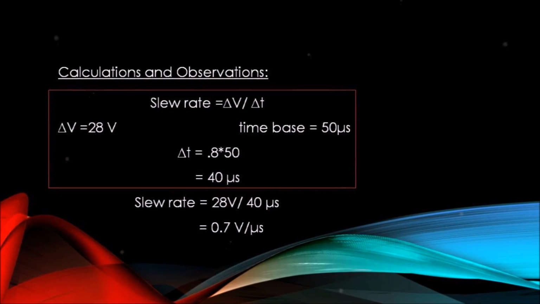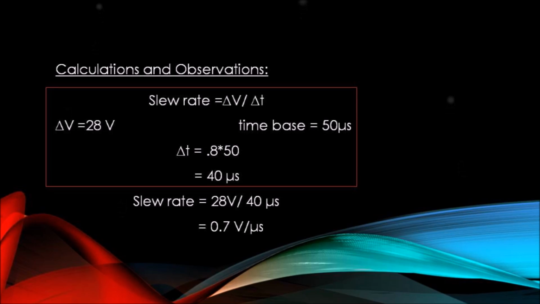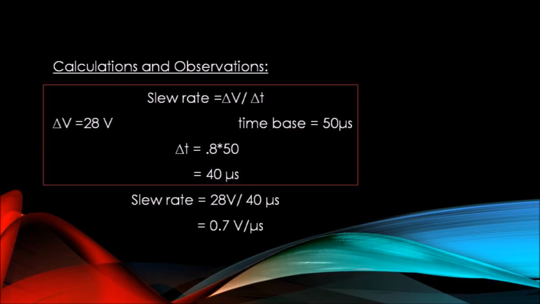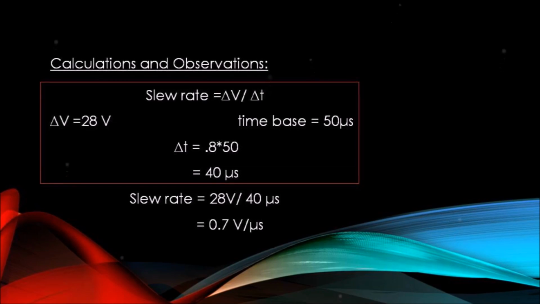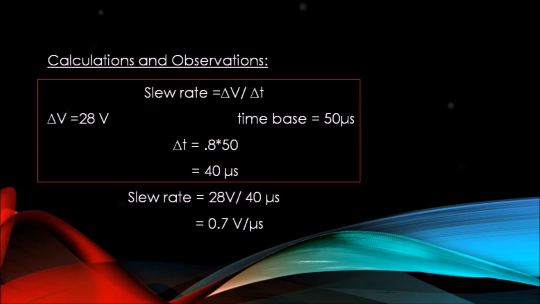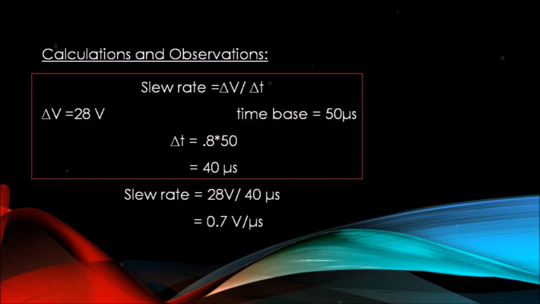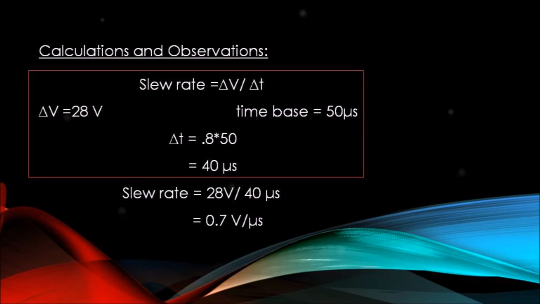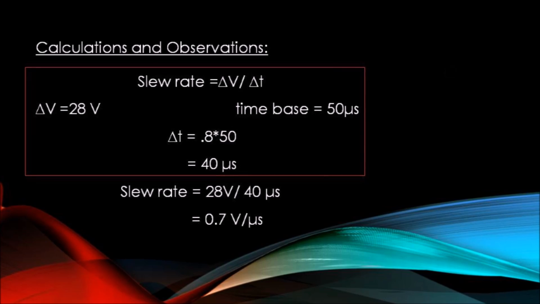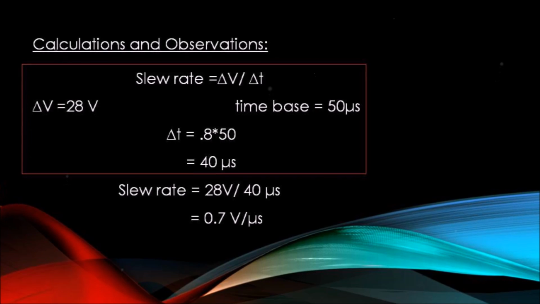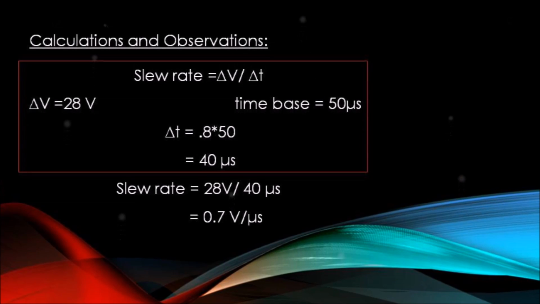Slew rate is del V by del T. Del V is 28 volt, as voltage across an opamp cannot exceed 28 volt due to plus minus 14 volt of swing, and time base is 50 microseconds. So del T is 0.8 into 50, that is 40 microseconds. So our slew rate equals 28 by 40 microseconds, that is 0.7 volt per microsecond. We just practically observed and calculated slew rate.